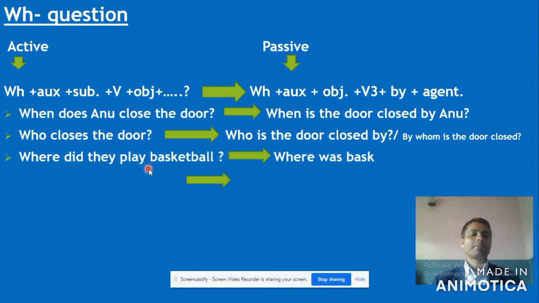Where did they play basketball? Where did they play basketball? Now we use the same WH word, where. Then this sentence also falls under what category?